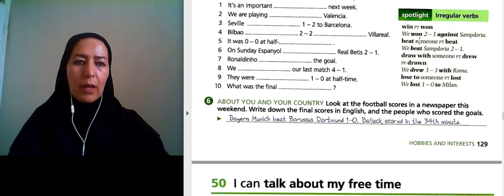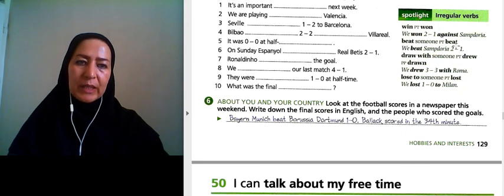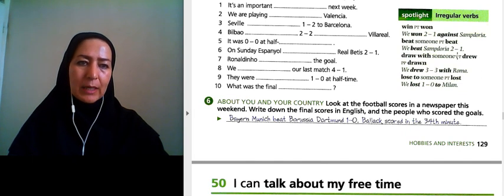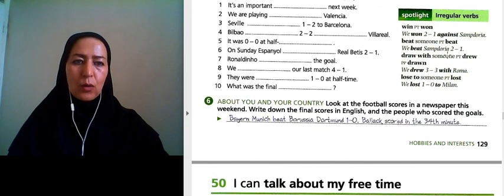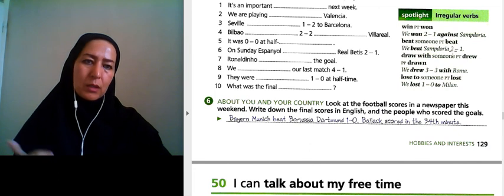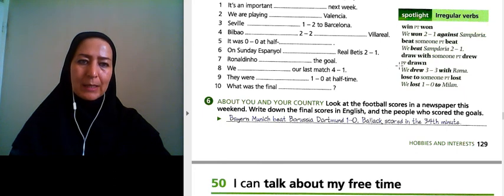Okay, we won 2-1 against Sampdoria. Beat someone means to defeat someone. We beat Sampdoria 2-1. So our goal was 2, Sampdoria's was 1. So we beat them. Draw with someone: drew or drawn. Drew is the past tense and drawn is the past participle.